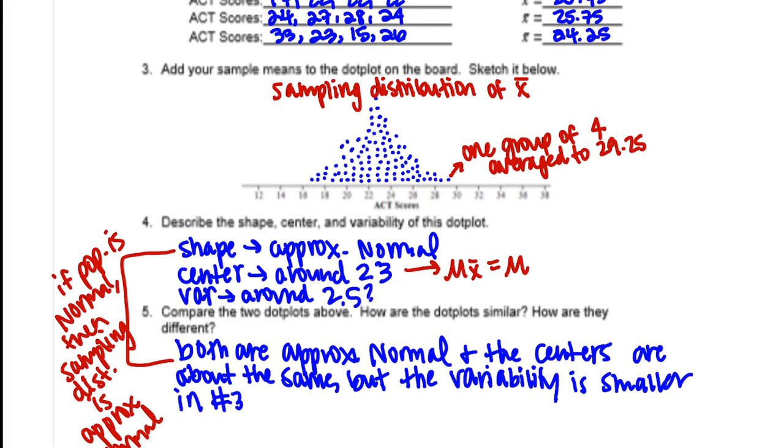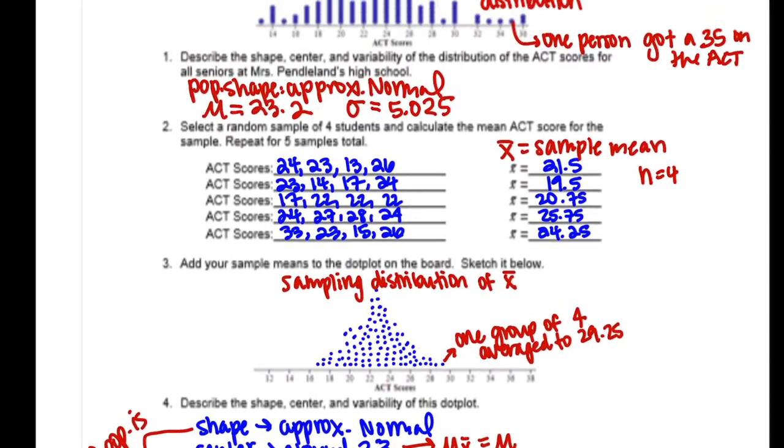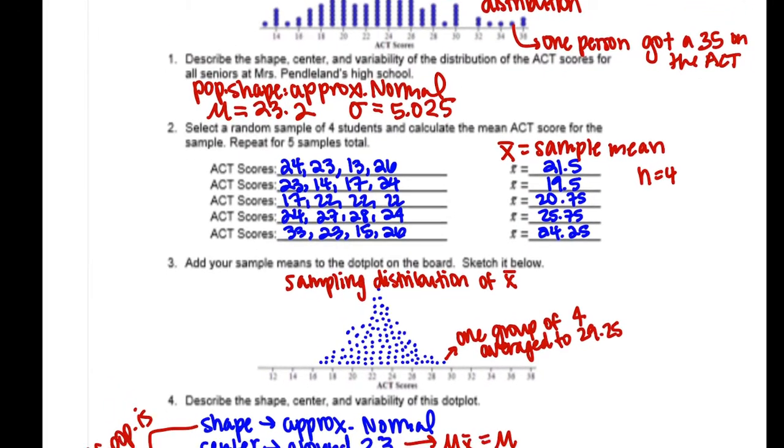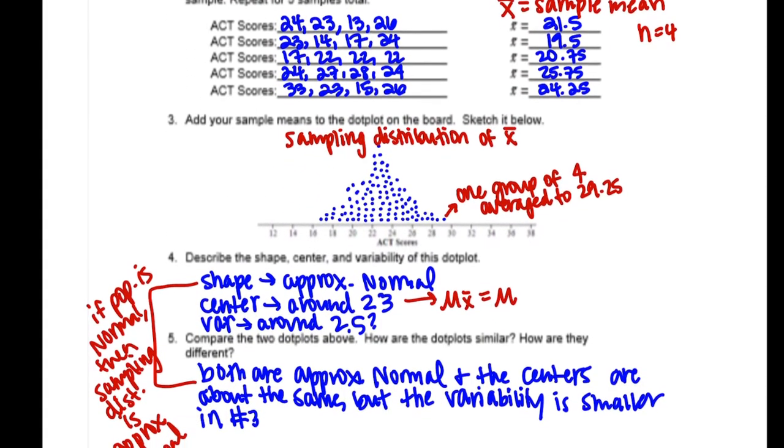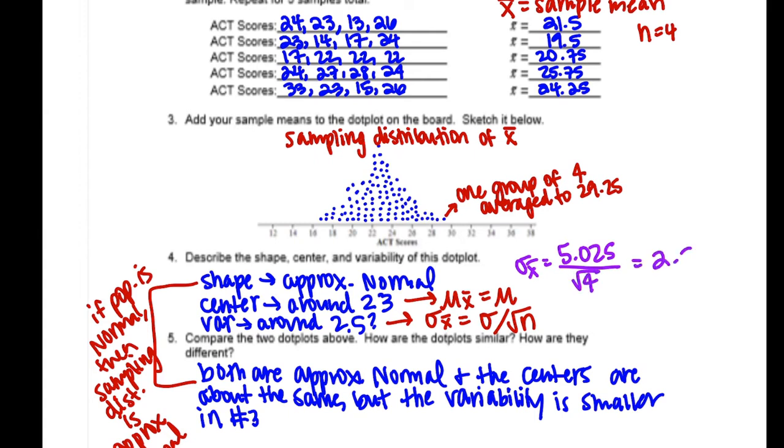And it looks like my standard deviation got about half as large. If you look at the range, it kind of decreased by about half. And so the formula that we use for that is the standard deviation of X bar equals the standard deviation of my population over the square root of the sample size. And so if we actually do that for this problem, 5.025 over the square root of 4 is about 2.5. And so that's what we should be seeing there.